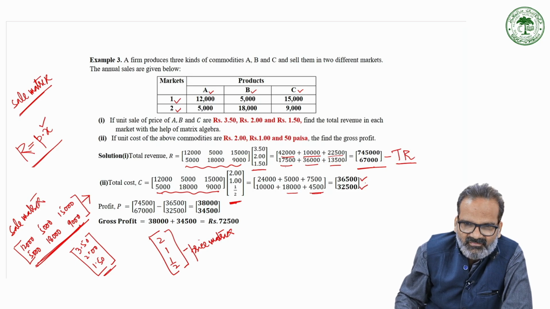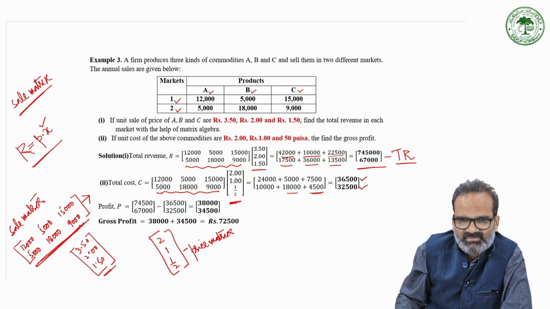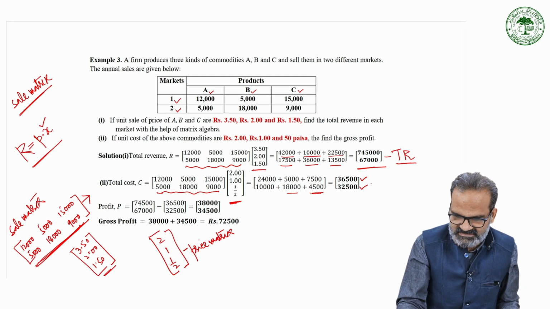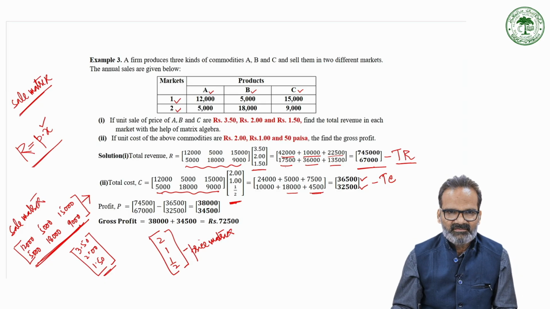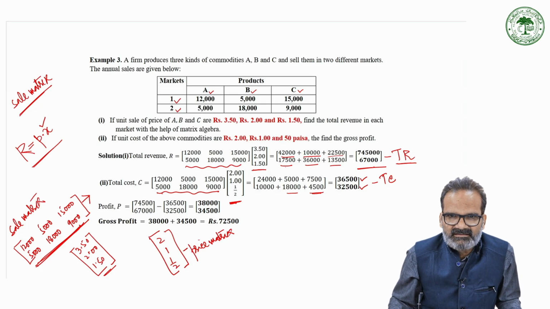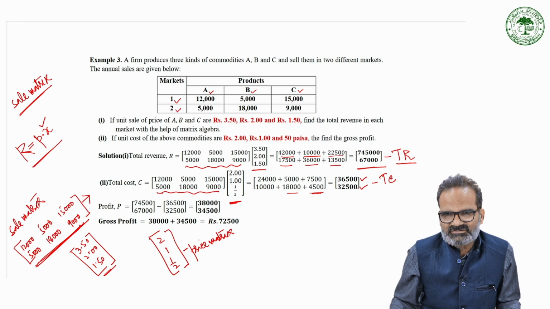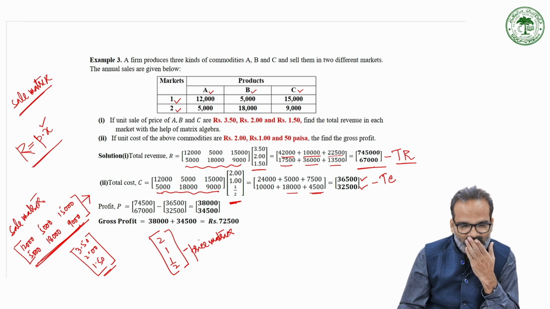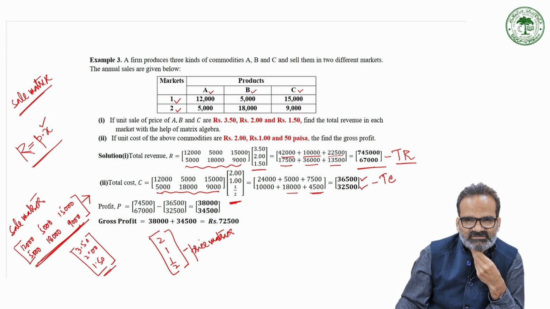3,65,000 in market 1 and 3,32,500 in market 2. Right. So this is the total cost. We call it the total cost. What we want to calculate, if the unit costs of the above commodities are this, is the gross profit. So how will you calculate the gross profit?